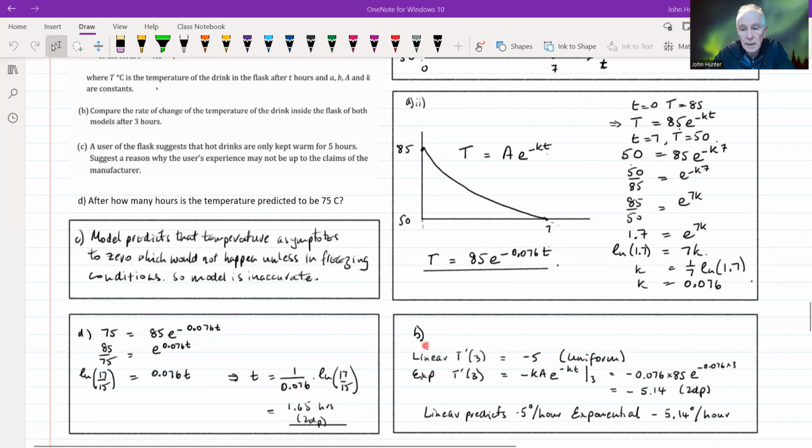So that is basically it. Quite a nice, interesting model. It's a classic exponential decay model, with a little bit of a twist in that we're comparing it to this linear model. So hopefully that has been helpful, and thanks for listening.